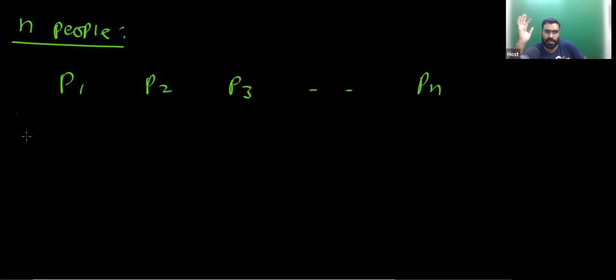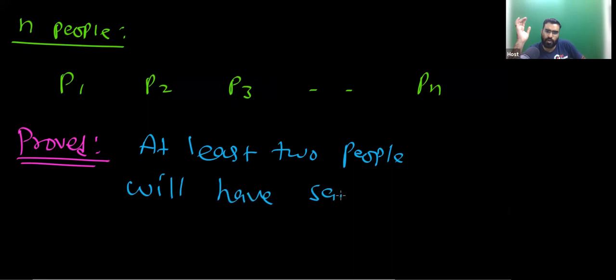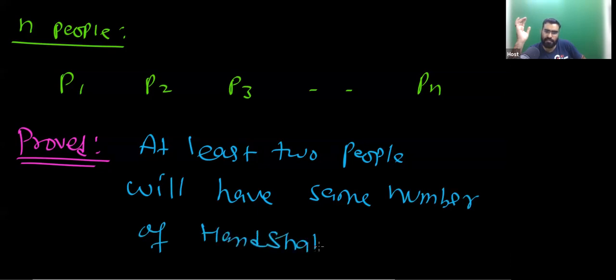So we have proved that at least two people have the same degree. Whatever you do, it does not matter. You can do whatever you want, but the point is at least two people will have the same number of handshakes, the same number of friends. The same thing you can write in many different ways: same number of handshakes, or same degree.